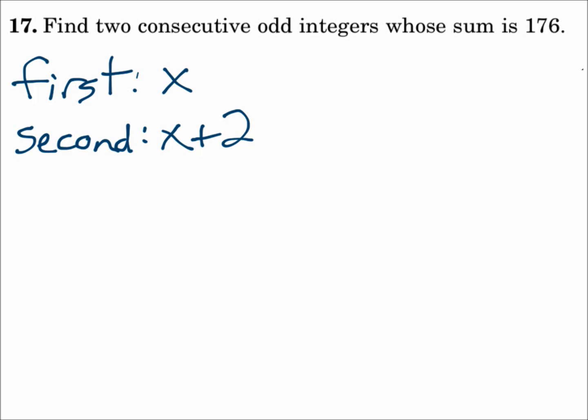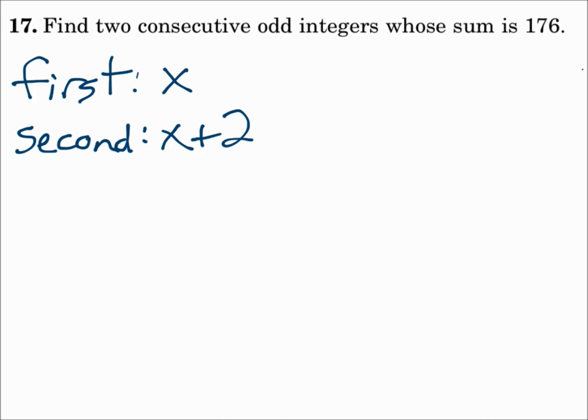Notice, on the last question, consecutive integers, the first was x and the second was x plus 1. If they're odd, the first is x and the second one is x plus 2. The third would be x plus 4. The fourth would be x plus 6, and so on. This same method is used for consecutive even integers as well, because they're 2 units apart.